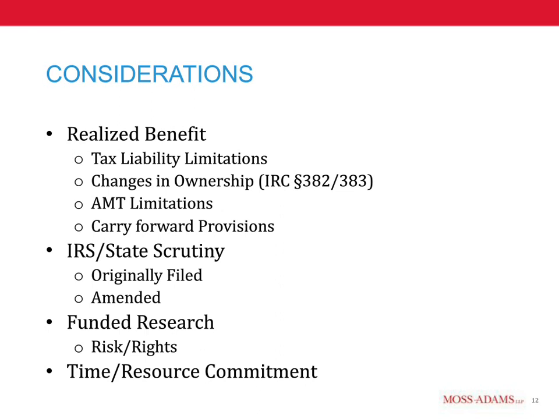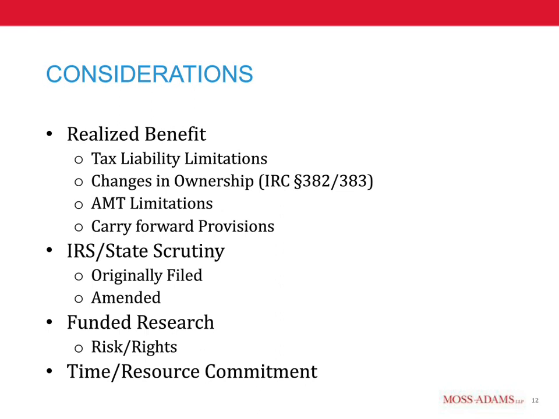Another area relates to understanding IRS and state scrutiny on originally filed or amended returns. Neither one is something that should stop us from claiming the credit, but we need to understand what that means and how it's going to be affected. Another big area is understanding the funding and the risk and rights. Travis will probably go into the need for risk and rights for R&D a little later. Another area relates to time and resource commitments, both on your CPA provider's side or internally. It's about looking at cost benefit for the taxpayer and understanding what it's going to take to do this.